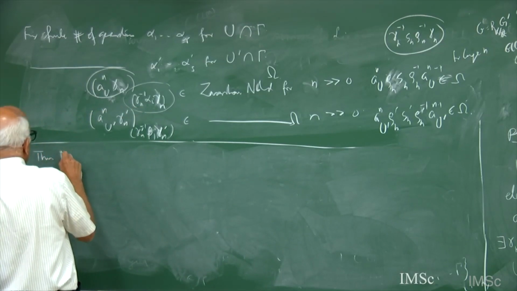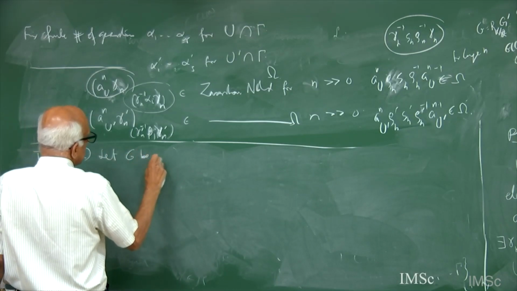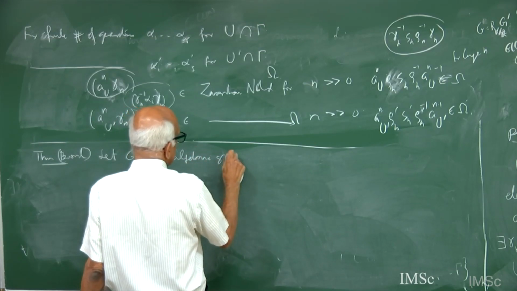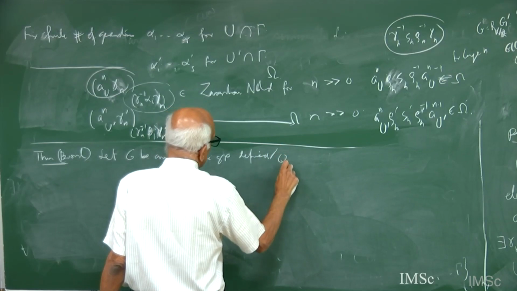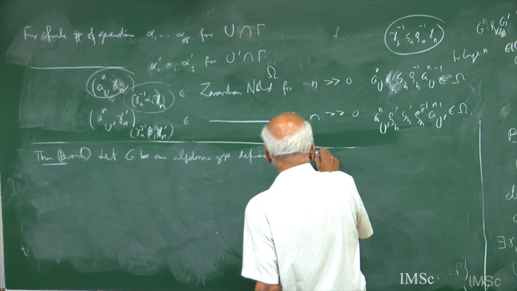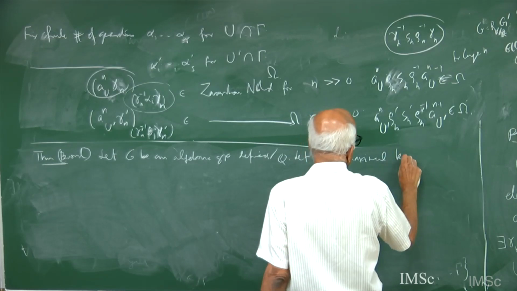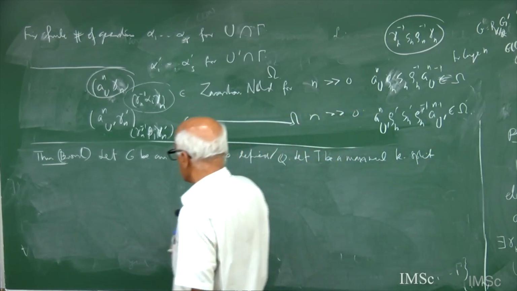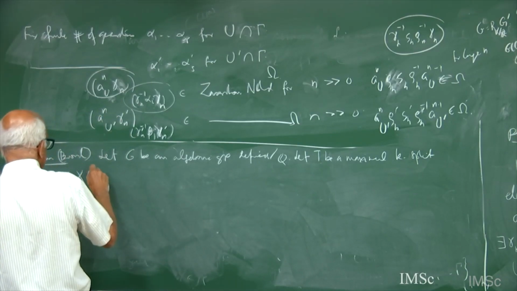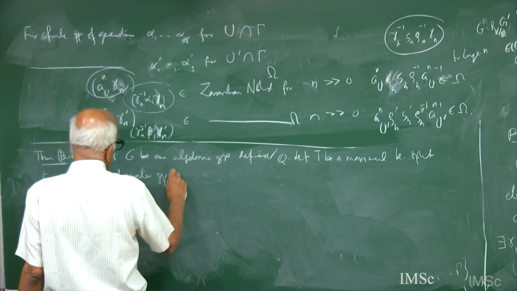Theorem, Borel. G an algebraic group defined over Q. Let T be a maximal K-split torus, and X(T) the character group of T.